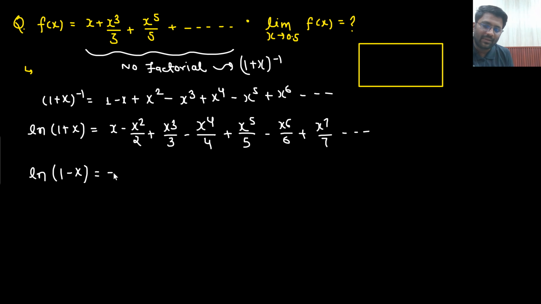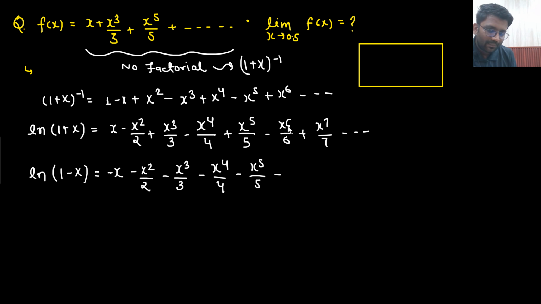So this x will be replaced with minus x. This x will be replaced with minus x, but since it is a square, no problem. This x will be replaced with minus x, since it is a cube, there will be a negative sign. This will be x^4 only. Minus sign is there, so this will become a negative sign. Even power is there as it is. Odd power is there, negative sign. Is that clear to you? So will I be able to write down the expansion of ln(1-x)?